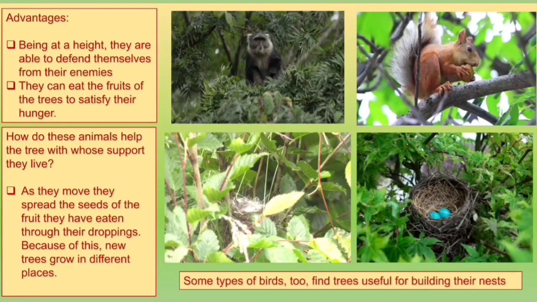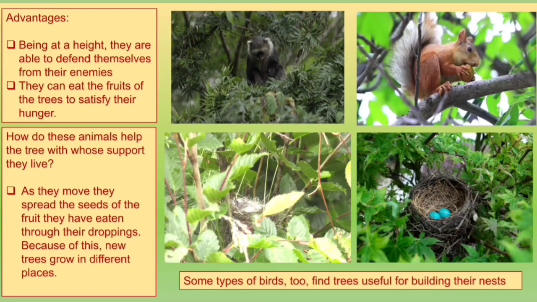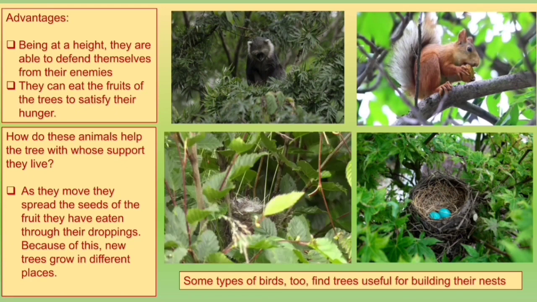Now, how are these animals supportive to the trees? Let us see. As these animals move, they spread the seeds of the fruit they have eaten through their droppings. And because of this, the seeds start taking root and they grow in different places. You can see the bird having the hatchlings in the nest and feeding them.